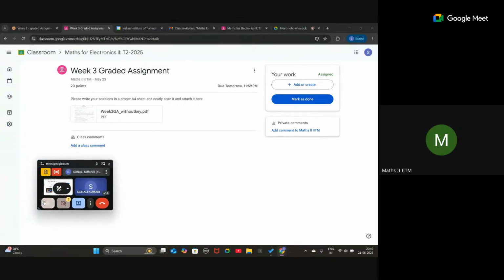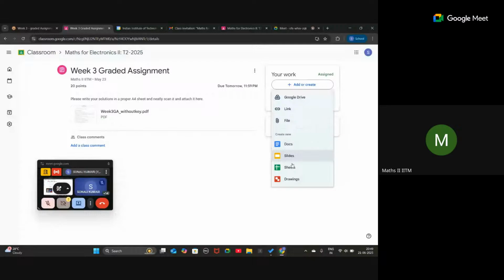You can see it's showing the week 3 GA. Now what will you do? You have your handwritten answers. At the rightmost corner you can see your work. Click on add or create. It will show you the option to upload from file, if you are doing it in your copy. If you click on this, it will show attach the file.